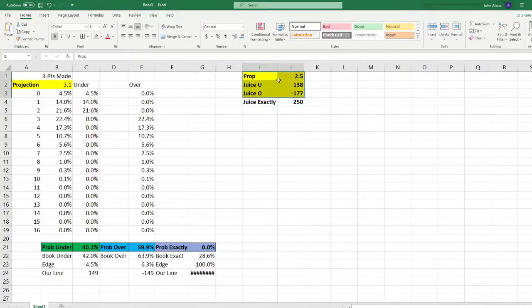So currently everything in the yellow is what we're really going to be focused on right now, because this prop can either finish over or under. There's no chance of it falling exactly at 2.5. So we move to column C.